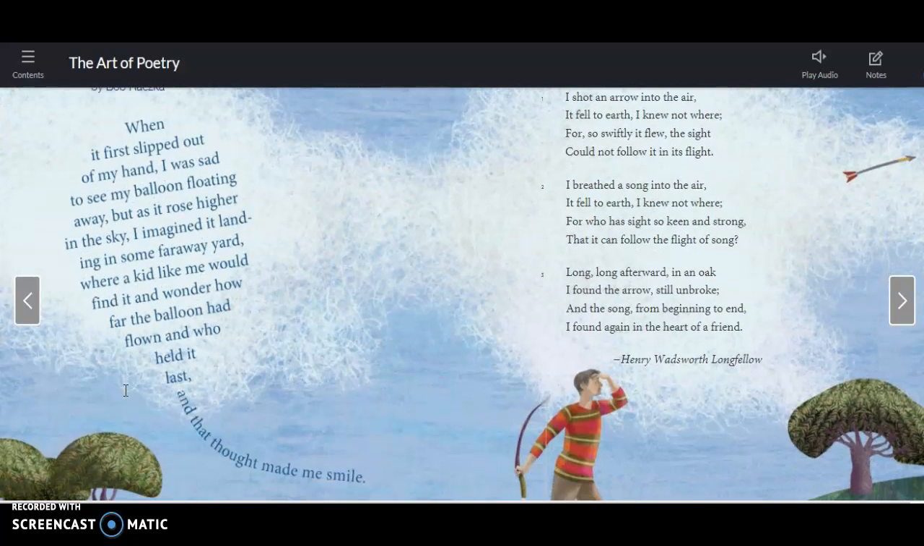Next, we have the poem Balloon. When it first slipped out of my hand, I was sad to see my balloon floating away. So we could close our eyes and imagine a balloon floating away into the sky. So this is giving us imagery. But it rose higher in the sky. I imagined it landing in some faraway yard, where a kid like me would find it and wonder how far the balloon had flown and who held it last. And that thought made me smile. So again, all of that is imagery, because those are all things that we could imagine.